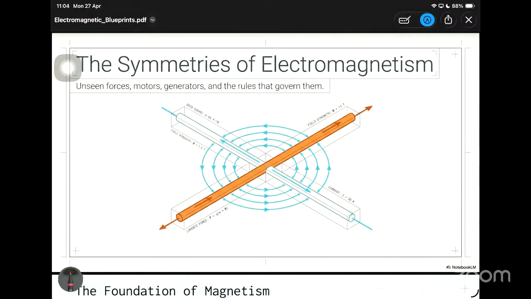I have uploaded this PDF into the group, so you can download it and leisurely go through it. Here I'm going to just refresh all the theory related stuff when it comes to electromagnetic theories, right?